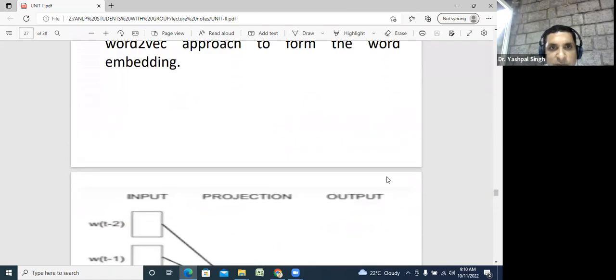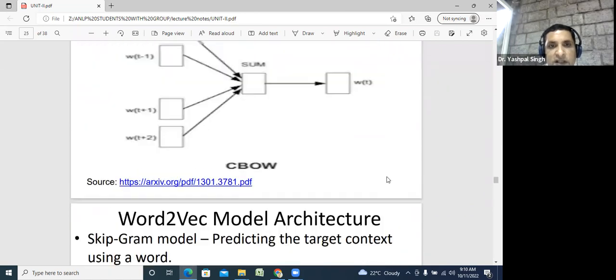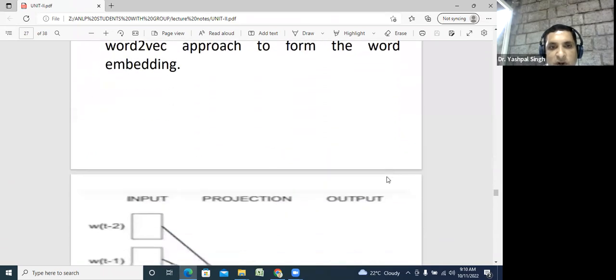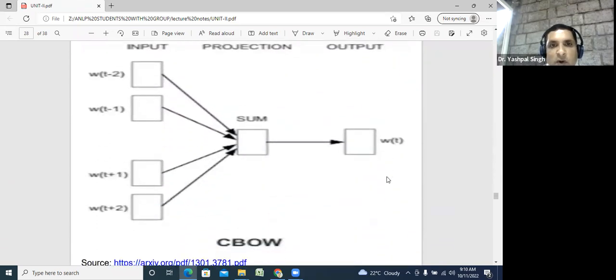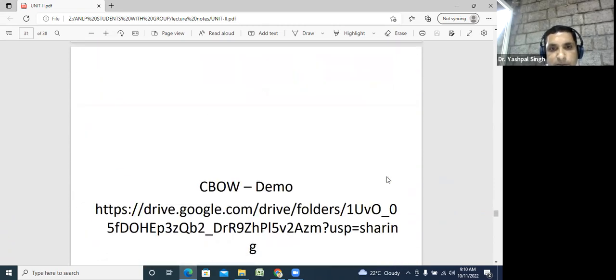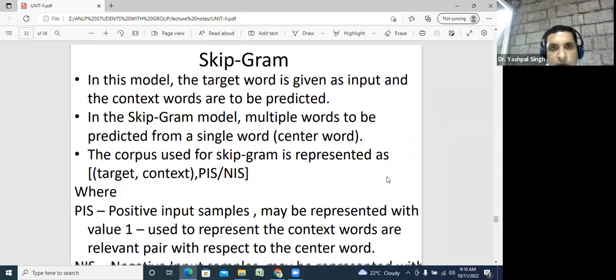In that pictorial representation, if you have seen, this is the model of the skip gram, and this is the model that we are using for CBOW. It is only the vice versa of the continuous bag of words model. So in skip gram, in this model, multiple words are predicted from a single word or a center word. That is the advantage of this model.